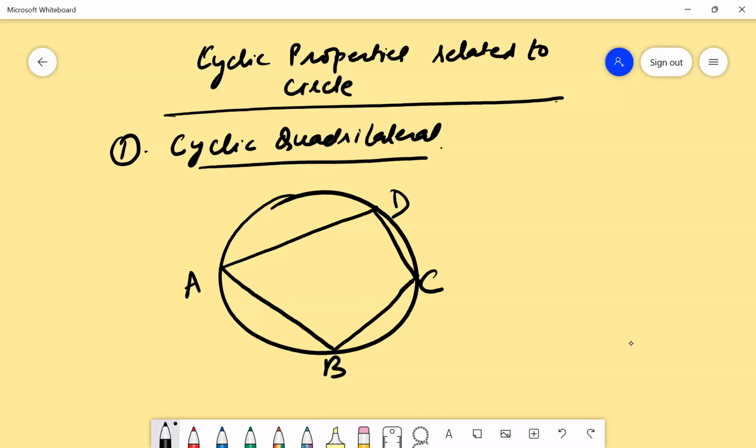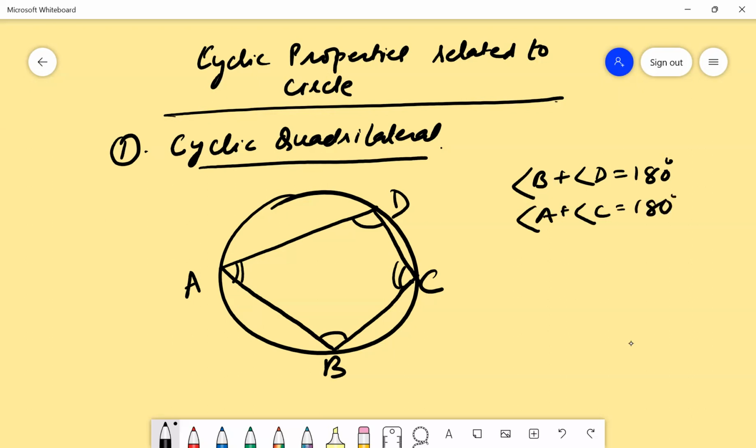Now, is there some important property to remember with respect to this diagram? Yes. You must remember that angle B plus angle D, the sum of opposite angles, is 180 degrees, supplementary to each other. Similarly, angle A plus angle C is 180 degrees. How to prove this? Very simple.